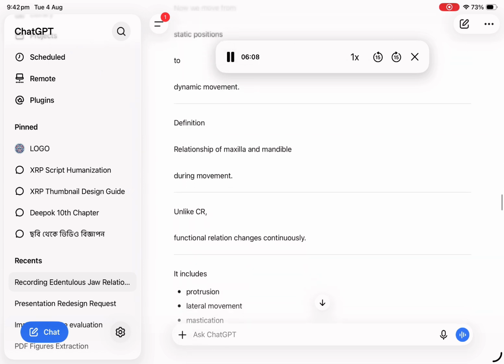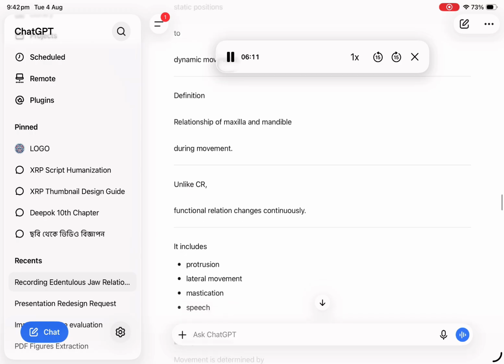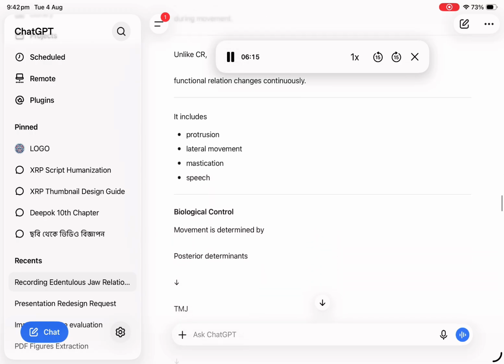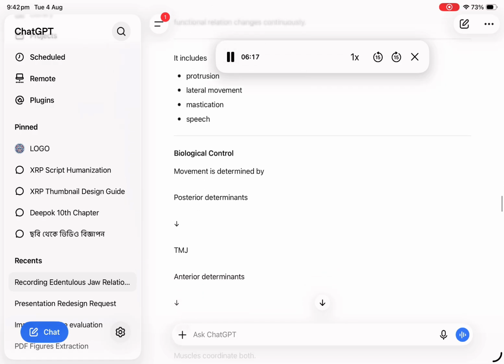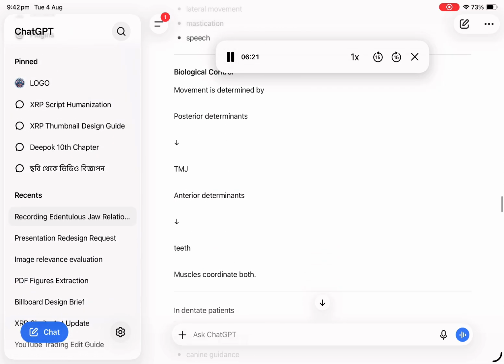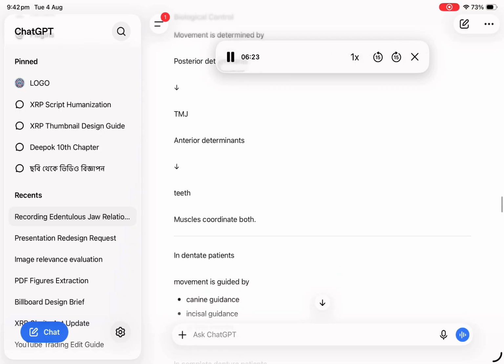Unlike CR, functional relation changes continuously. It includes protrusion, lateral movement, mastication, and speech. Biological control: movement is determined by posterior determinants, the TMJ, and anterior determinants, the teeth. Muscles coordinate both.